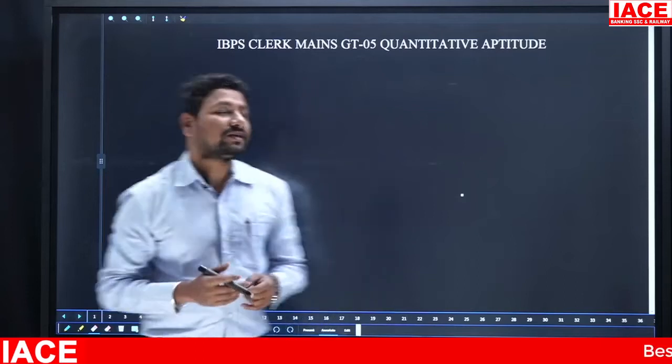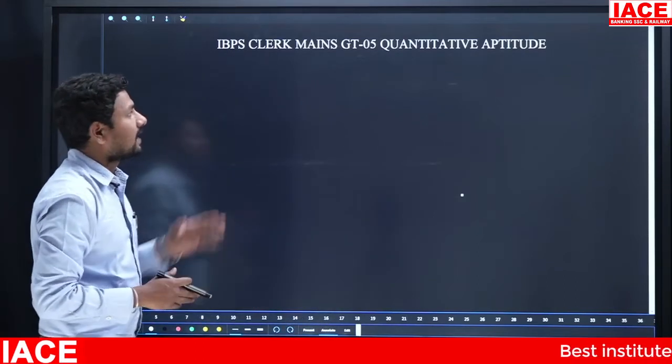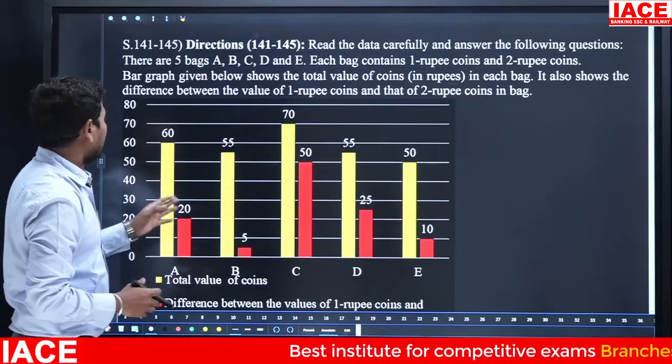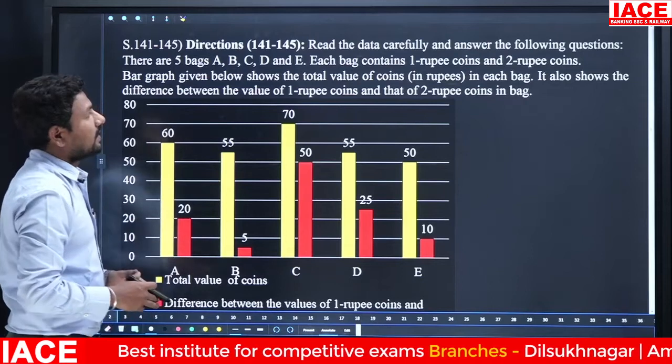Dear students, today we discuss the IBPS Clerk Mains Grand Test 5 Quantitative Aptitude section. Let's see the questions. Look at the values. Read the data carefully and answer the following questions.